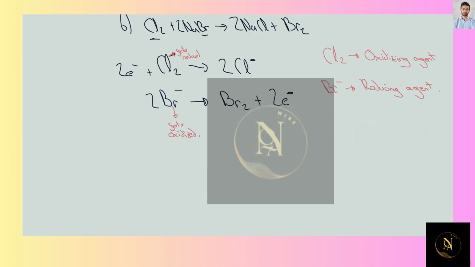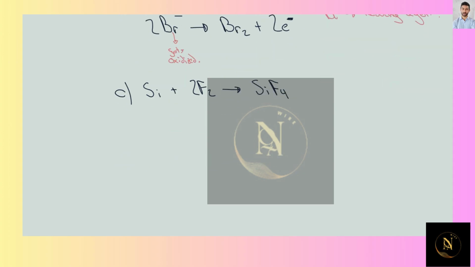Now let's continue with reaction C. We're going to have silicon plus 2 of F2 that is going to produce SiF4. So essentially what is going on is that silicon is going from 0 all the way to silicon 4 plus, plus 4 electrons, and fluorine is going to go into fluorine minus, and for this process we're going to require 4 electrons as well.